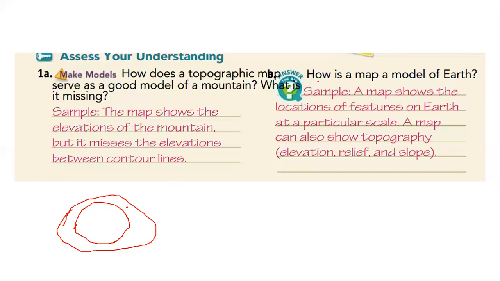Here, how is a map a model of Earth? A map shows the location of features on the Earth at a particular scale. A map also shows topography. This topography means elevation, relief, and slope. It's a frequent question, frequent information.